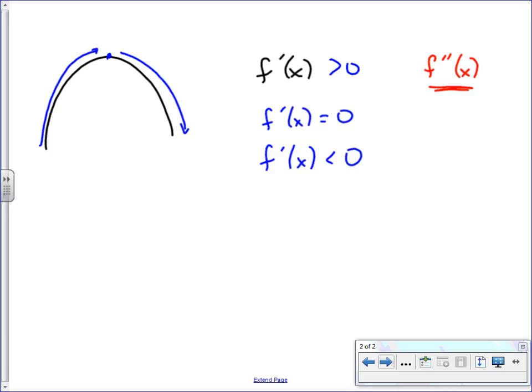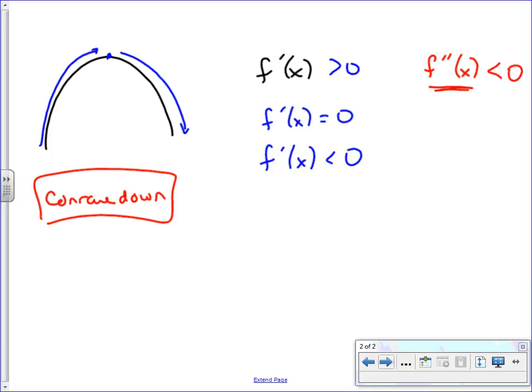So if you can see that it's concave down, what you've got to learn is to take this and translate it into what that means about the second derivative. Concave down means that the second derivative is negative. That's what we've got to be able to do. Do I see? Yep.